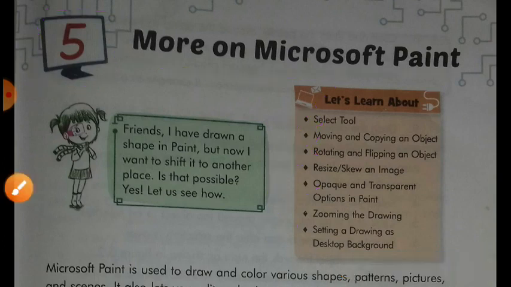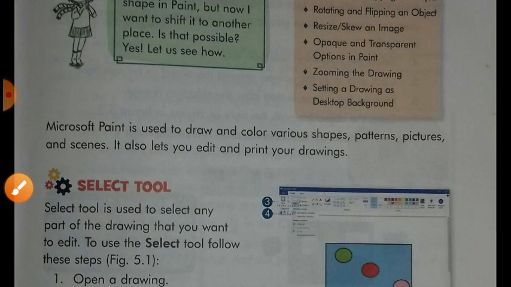First of all, dear students, we need to know what Paint is. Paint is used to draw and color various shapes, patterns, pictures and scenes. It also lets you edit and print your drawings. Simply you can say Microsoft Paint is a drawing software where you can draw shapes, patterns, pictures and sceneries, etc.